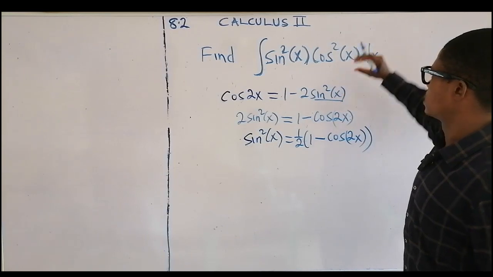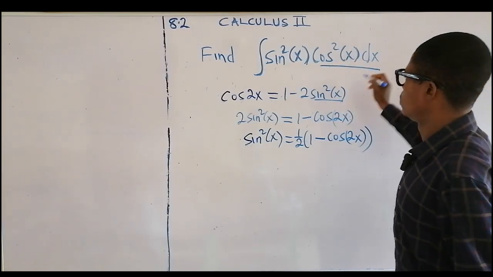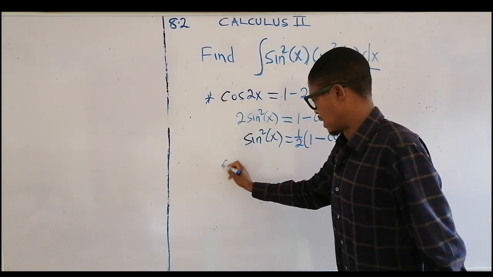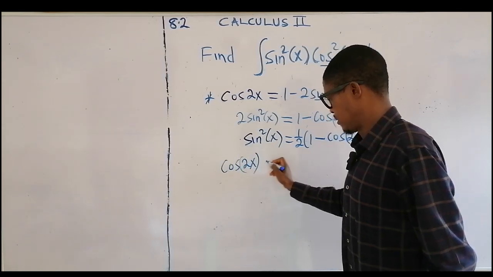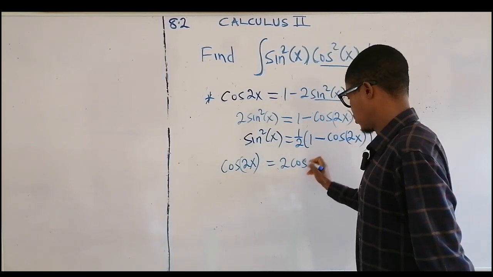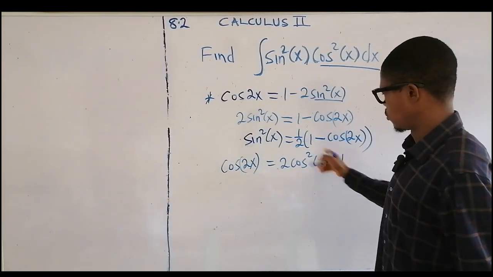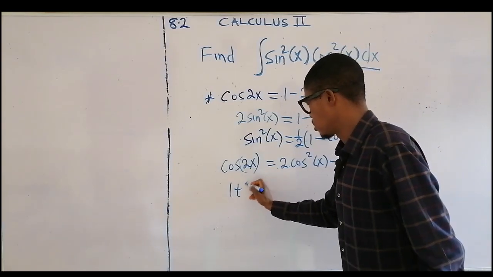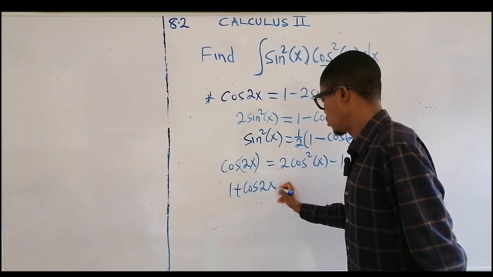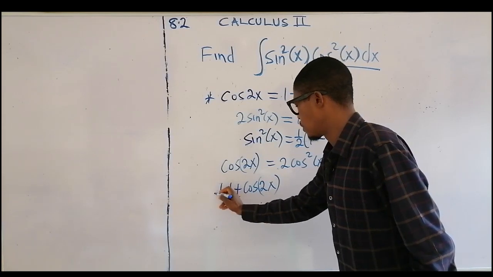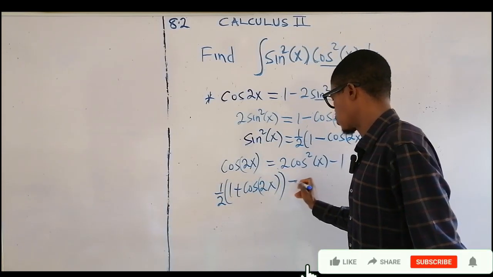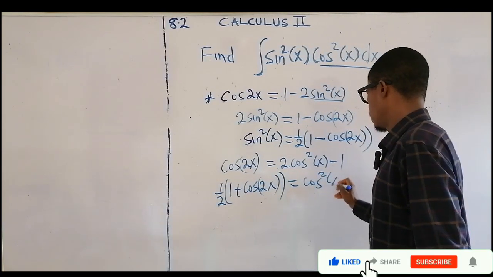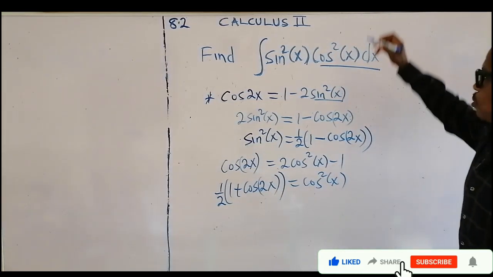So then let's do this one also. At the same time, we also know that cos 2x is equal to 2 cos²x minus 1. Move this minus 1 to the other side, so we have 1 plus cos 2x, and then divided by 2. That's 1 over 2 of the bracket, this expression equals cos²x. So then we can now go back to our question.